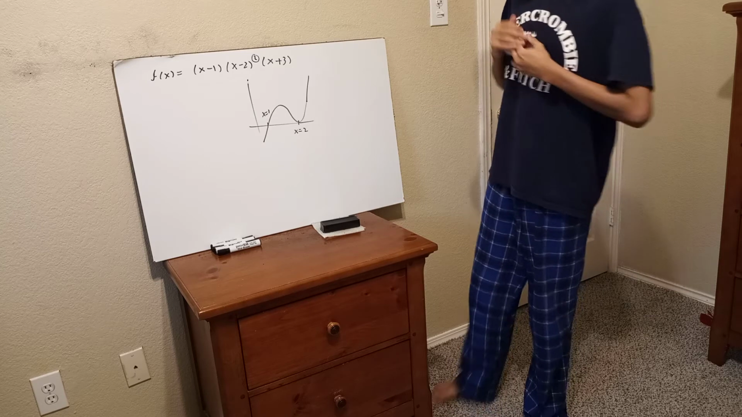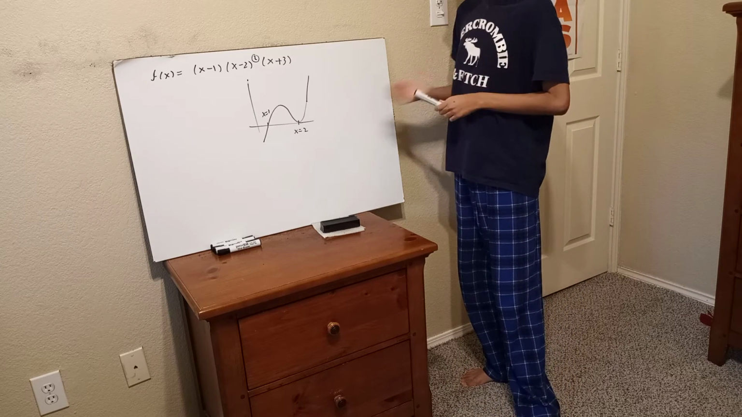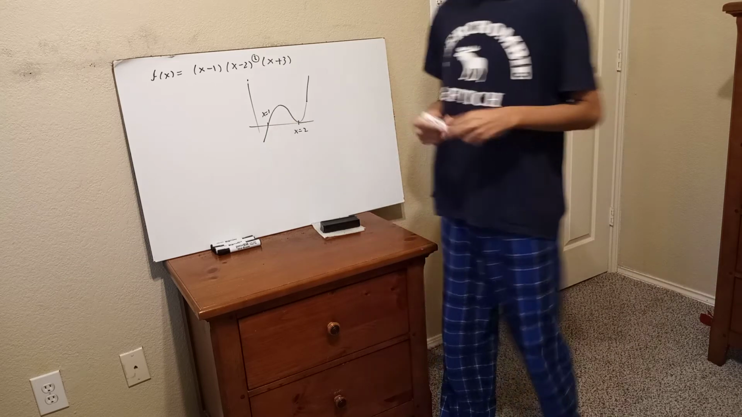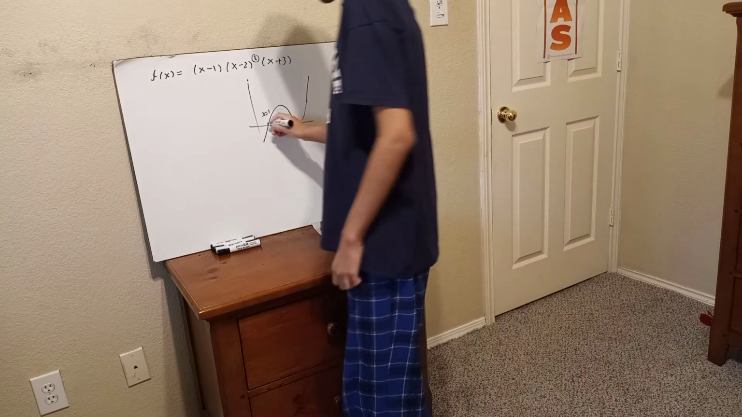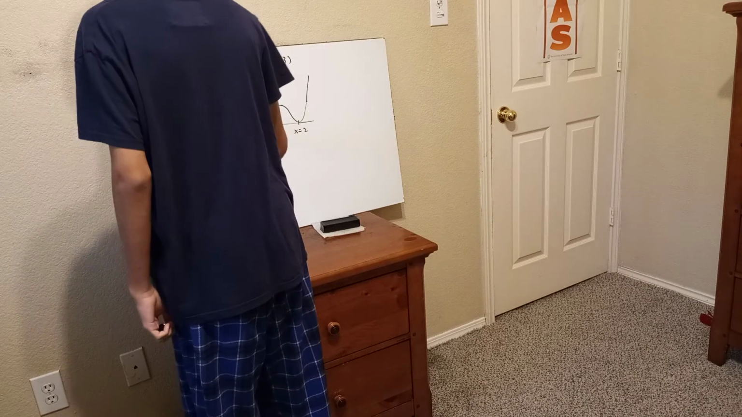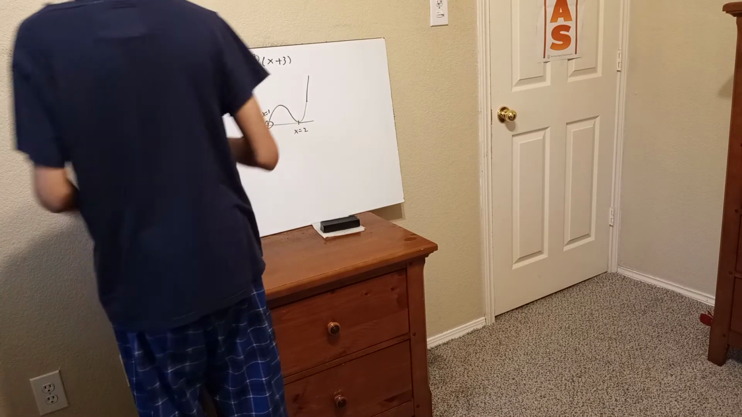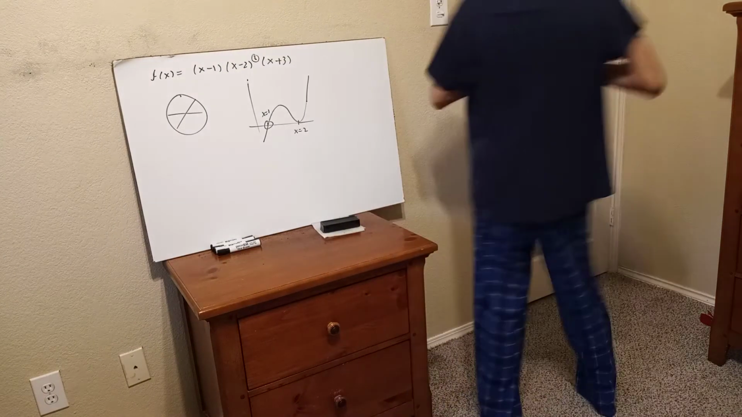Okay, so why does a double root look like this? Well, let's look at the single root first and see what's going on here. If you zoom in really close, this will look just sort of like a line going through the x-axis, right? So why?